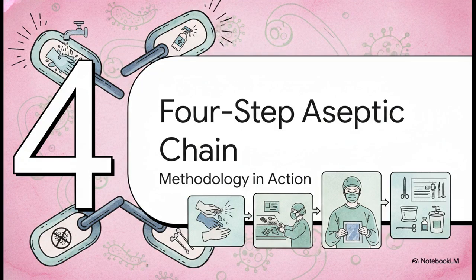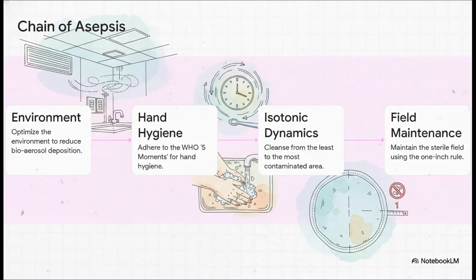Okay, so knowing the theory is one thing, but execution is everything. So now let's see how this theory gets put into practice with a super rigorous procedure, the four-step aseptic chain. It's designed to completely eliminate the risk of cross-contamination. These 4 steps have to be followed in this exact order, every single time. It starts with the environment around you, moves to hand hygiene, then to the specific cleansing technique, and finally to maintaining that sterile field. There are absolutely no shortcuts here.